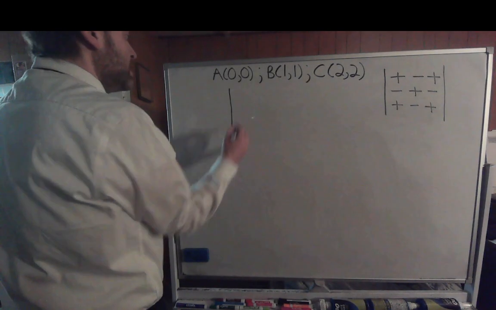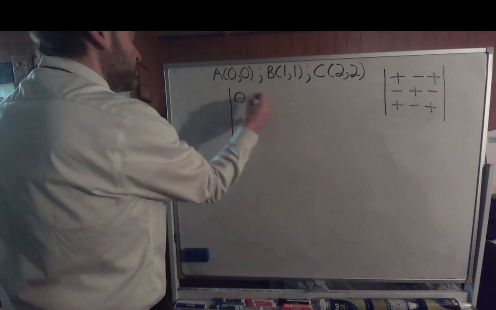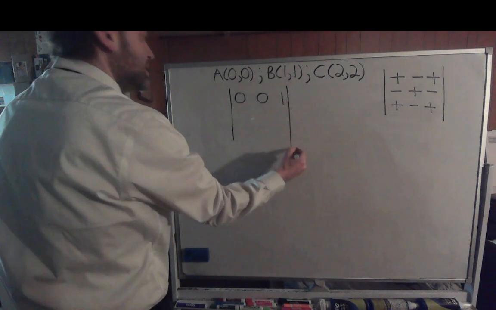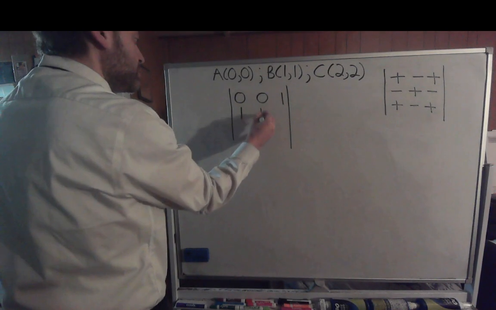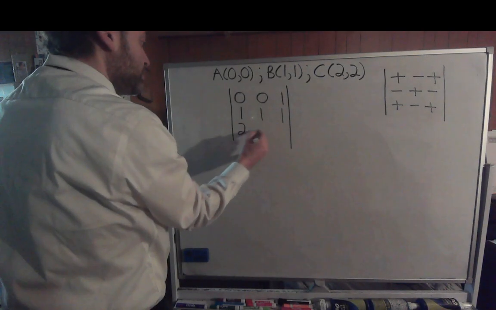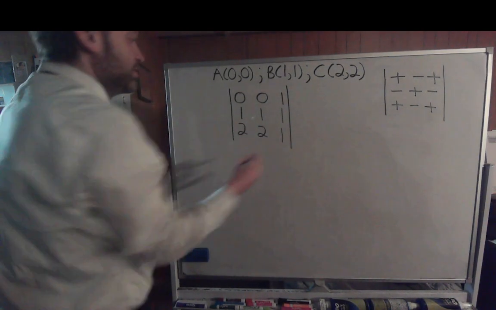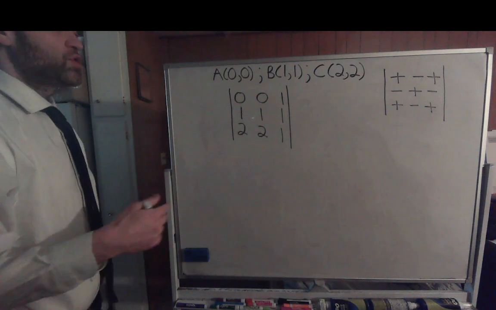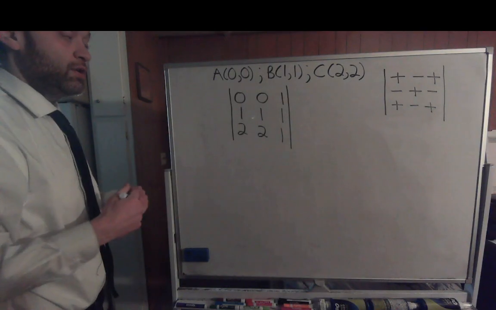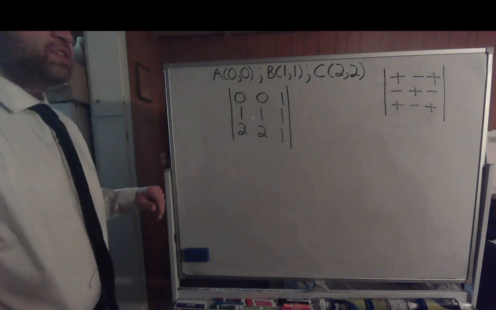So set up your 0 and 0 in your first row with a default entry of 1. Set up your 1, 1 in the second row with another default entry of 1. Take your 2, 2 in the third row with another default entry of 1. So there's your determinant to determine if, in fact, they are collinear or not. Well, I think it's a no-brainer.